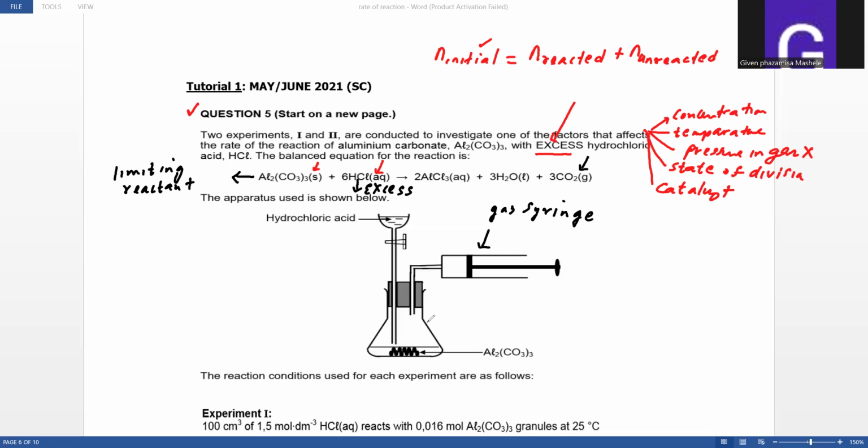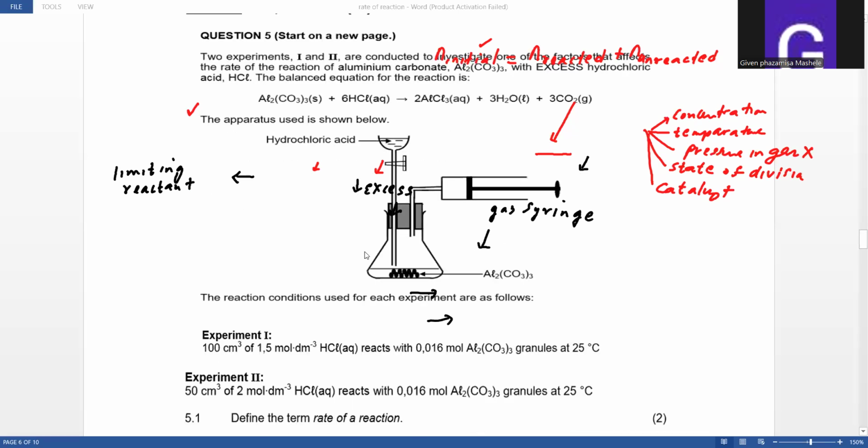Then we have a conical flask, a delivery tube, a stopper, and also a tube for the acid. It means here they've inserted the acid. This one is for aluminum carbonate. They have to react, but the hydrochloric acid, we are told, is in excess. Right, the reaction conditions used for the experiment are as follows. Let's go through the reaction conditions.